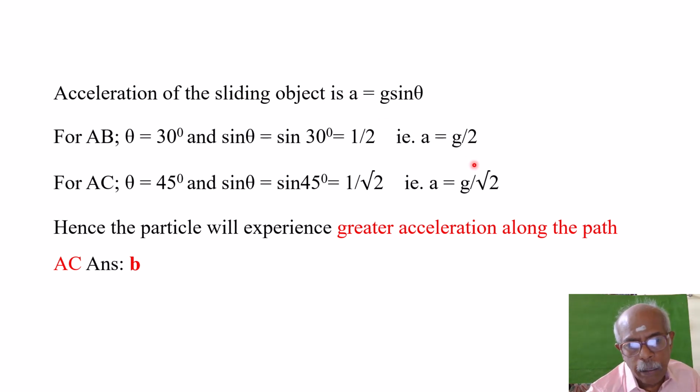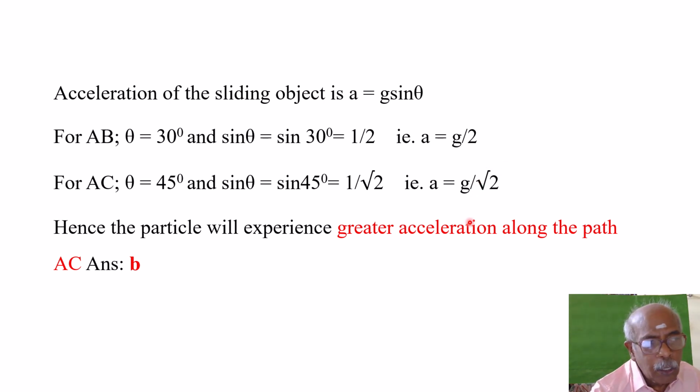What about the other path, the other inclined surface? For AC, theta is equal to 45 and sin theta is equal to sin 45. What is sin 45? 1 by root 2, is it not? So a is equal to g divided by root 2. You see, whether g by 2 is greater or g by root 2 is greater. So here root 2 is the denominator.